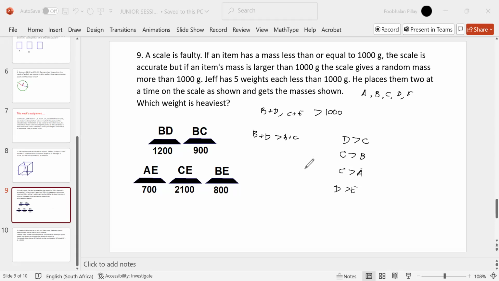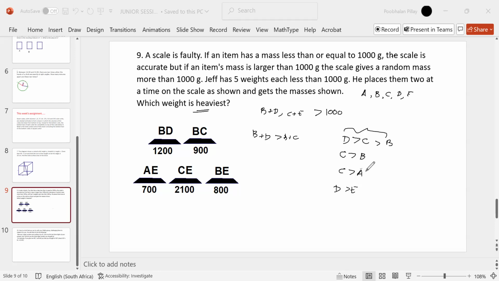So we can only say what each one is bigger than. And they're asking which is the heaviest, so they're not asking for the weights. Let's see. D is bigger than C, so C is certainly not the heaviest. And C is bigger than B. So now among these three, D is the heaviest.